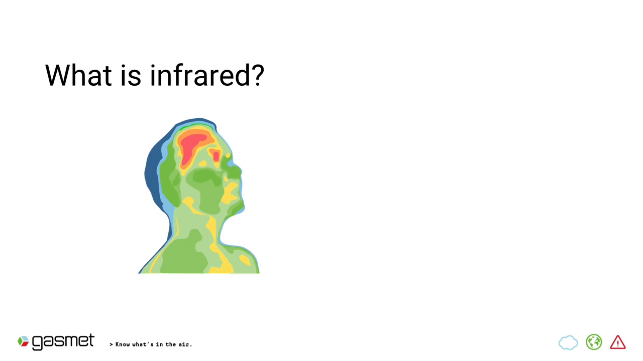Infrared, or IR, is electromagnetic radiation with wavelength from around 750 nanometers to around 1 millimeter. IR is thermal radiation in a sense, because all objects emit infrared radiation, but the wavelength and the amount of radiation are dependent on the temperature of the object, and this is what thermal imaging is based on. However, this has nothing to do with infrared spectroscopy.